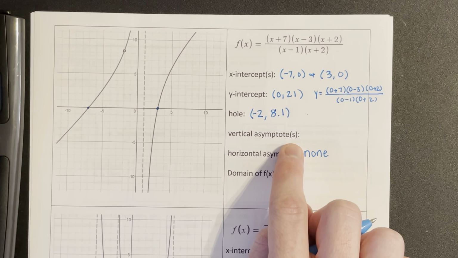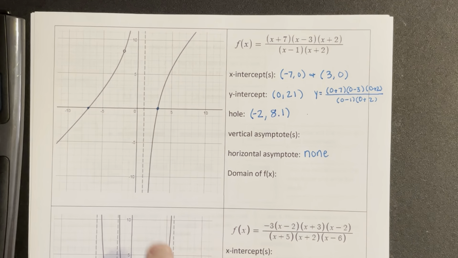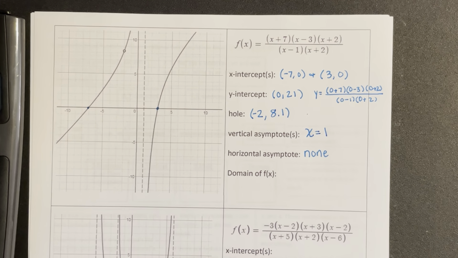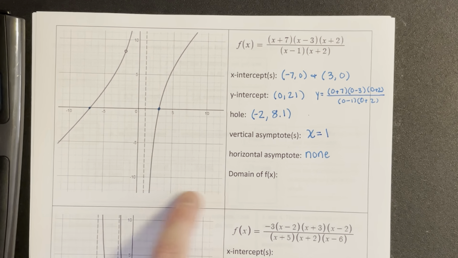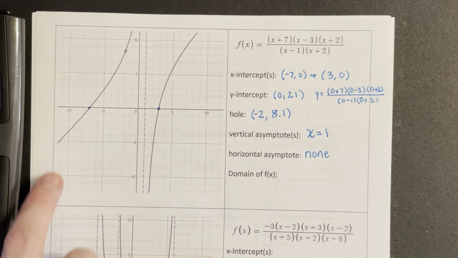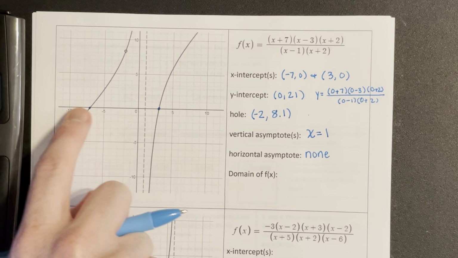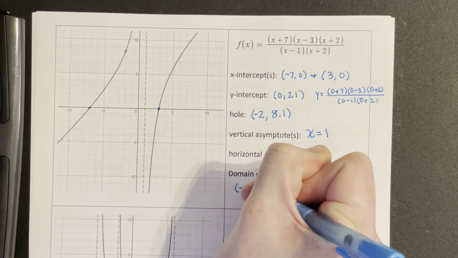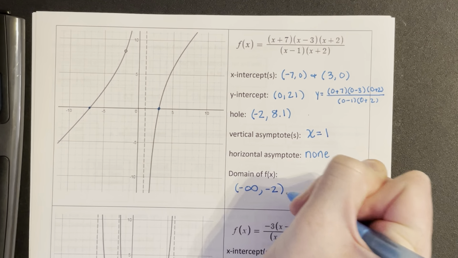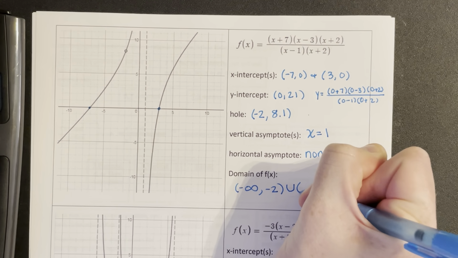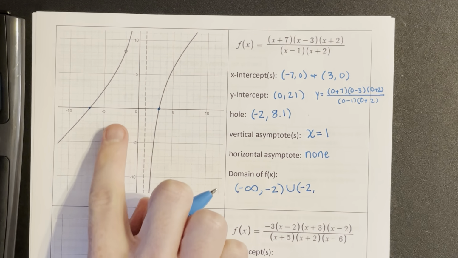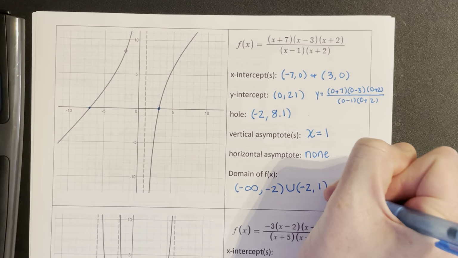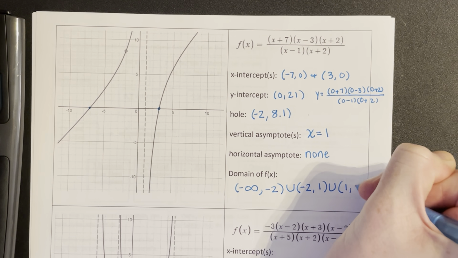So the vertical asymptote is happening at +1. That's an x equals, so it's x equals +1. The domain is coming from all the excluded x values. The first excluded value is going to come at that -2 where the hole is. So we go all the way to -2 from -infinity to -2, union -2, and then all the way up to that vertical asymptote of +1, union 1 to infinity.